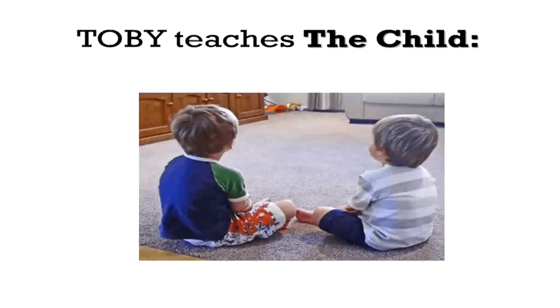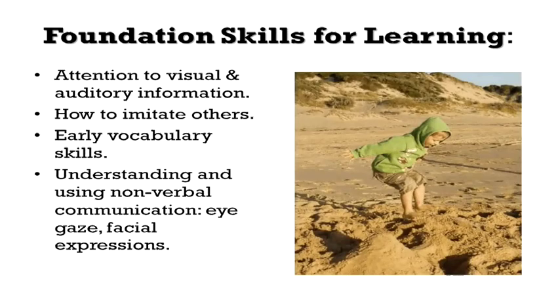So what does TOBY teach exactly? One component of TOBY is that it teaches the child foundation skills for learning, including attention to visual and auditory information, how to imitate others, so that very early skill of learning how to copy others for the purpose of learning, early vocabulary skills, so understanding a word relates to an object or a person, and then how to use that spoken word to communicate with another person, and then how to understand the non-verbal communication tools such as eye gaze, facial expressions and gestures.